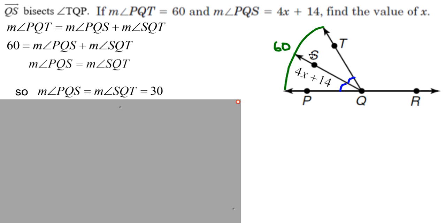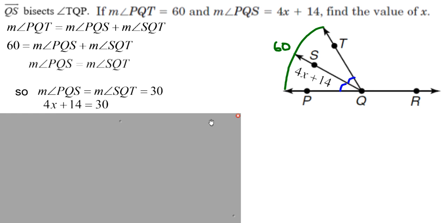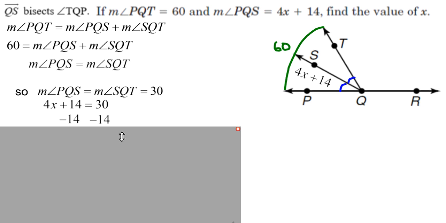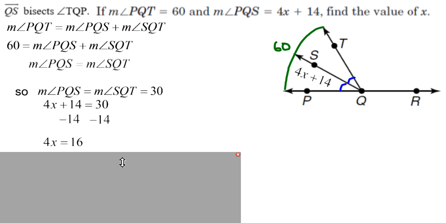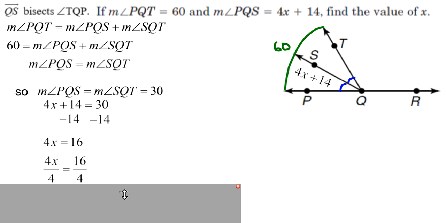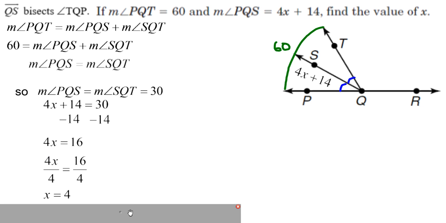Well, if PQS is 30 degrees and it's being represented by 4x plus 14, we could write an equation to help us solve for x. So this part's already simplified. We just have to undo our order of operations to see what results. So let's undo the addition with subtraction. Then we have some multiplication to undo with division. And so x equals 4.